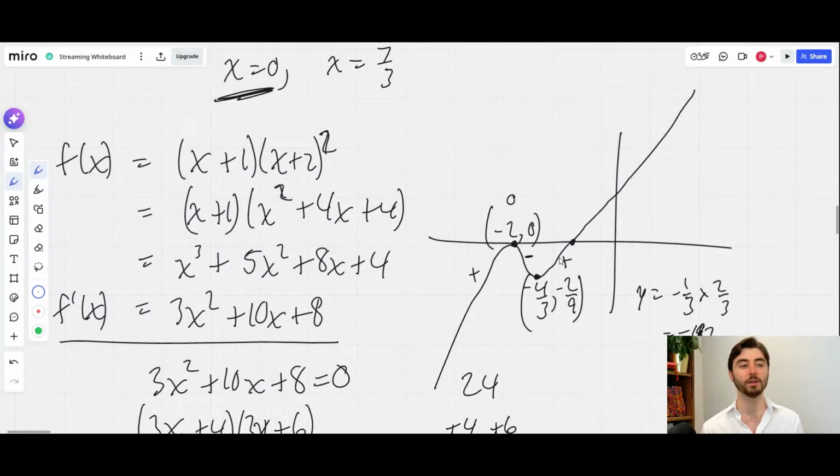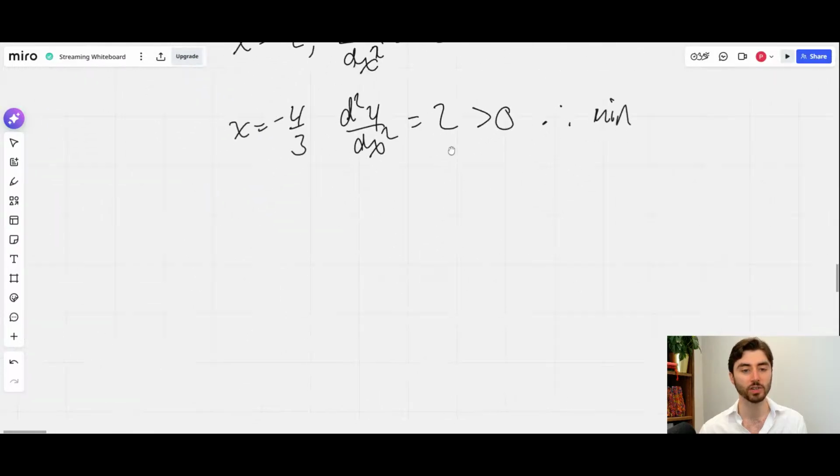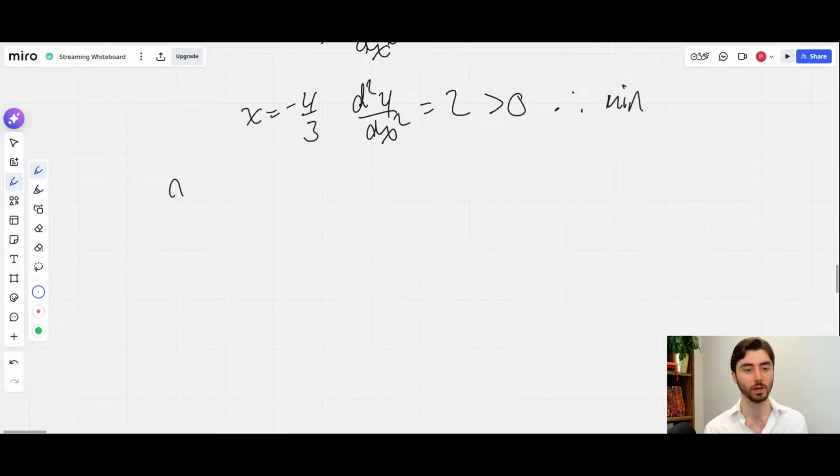And so that is how you can use the second derivative in order to classify turning points or to understand how the gradient is changing around a point. And the equivalent in function notation would be f double dash.